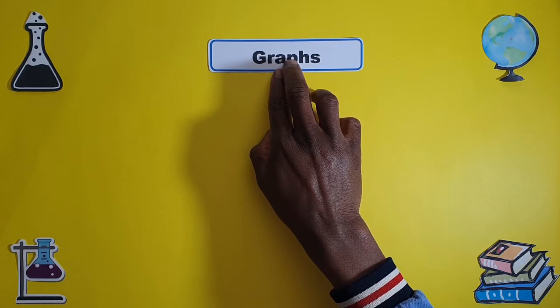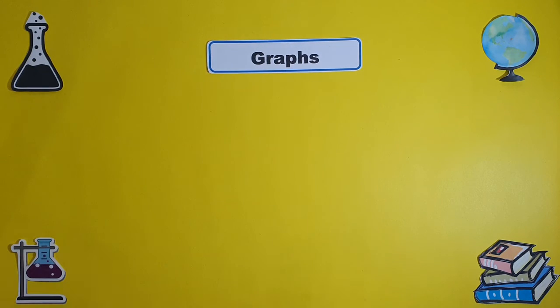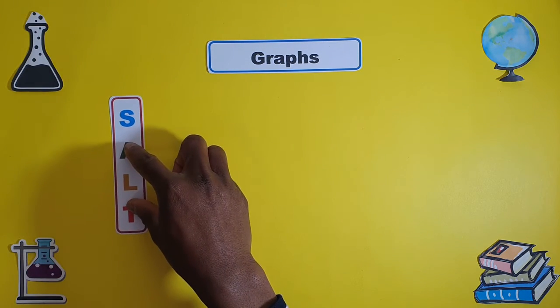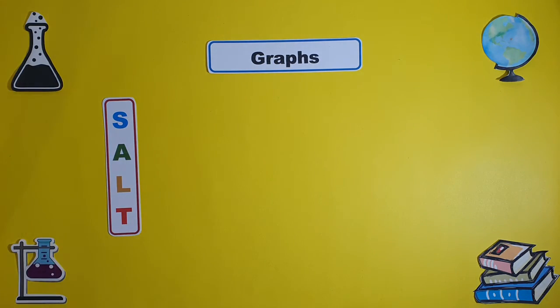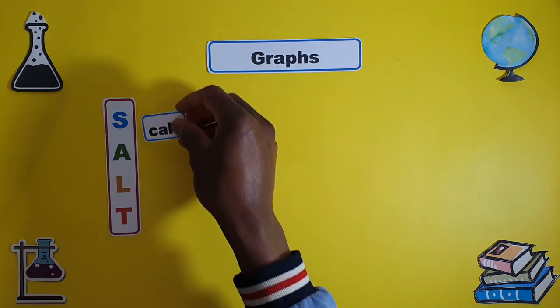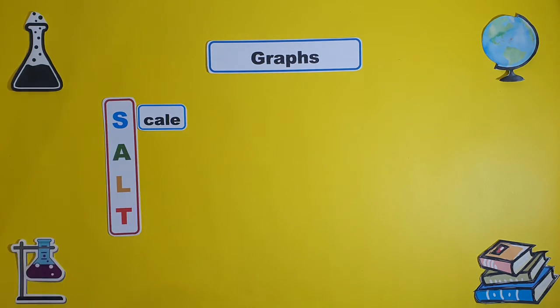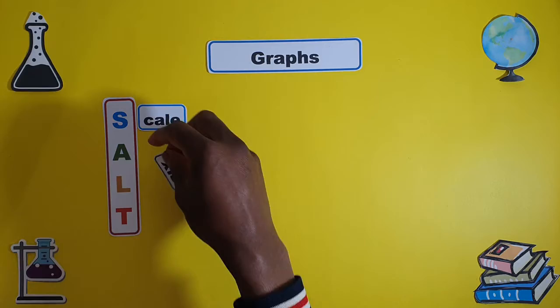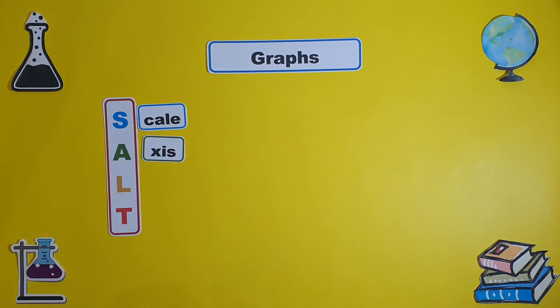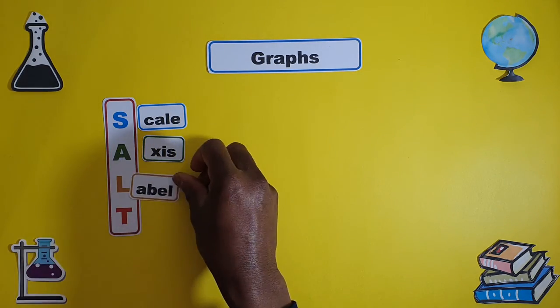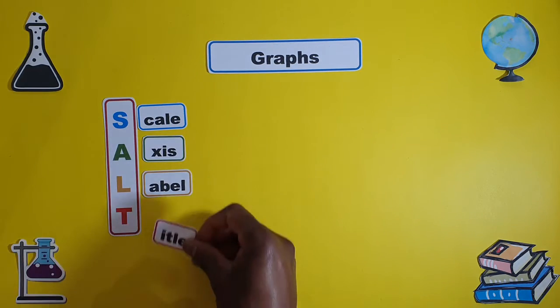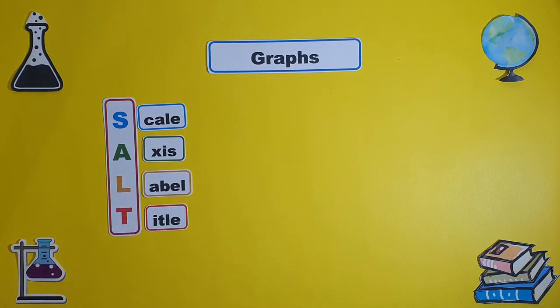So we're going to see some fundamental rules that we need to follow when we're drawing our graph. This is called the SALT rule. What does each letter stand for? S stands for scale, A stands for axis, L stands for label, and T stands for title.